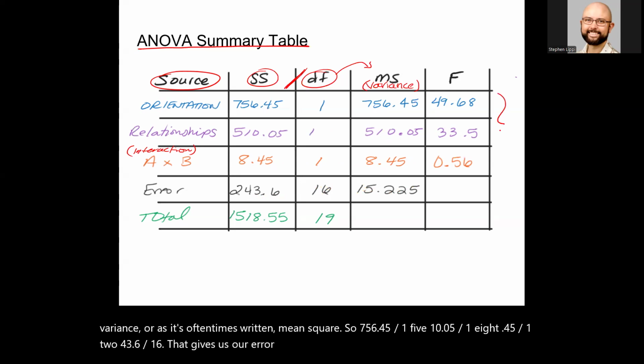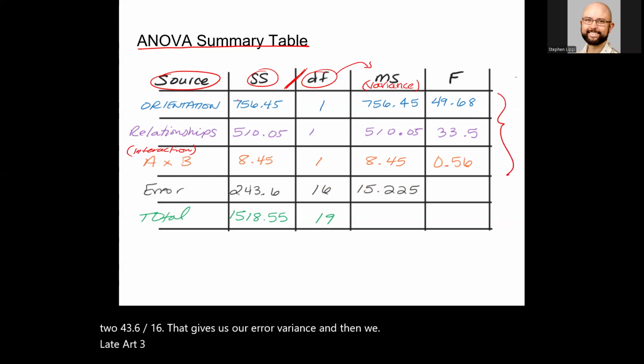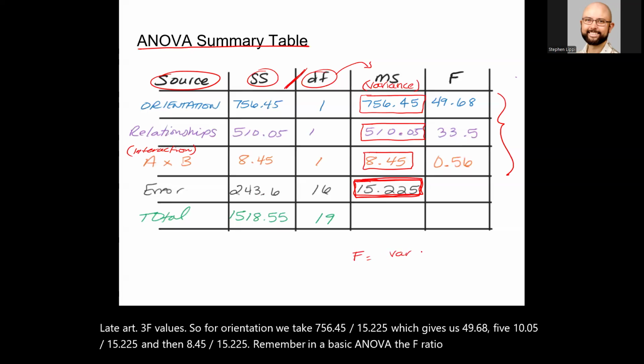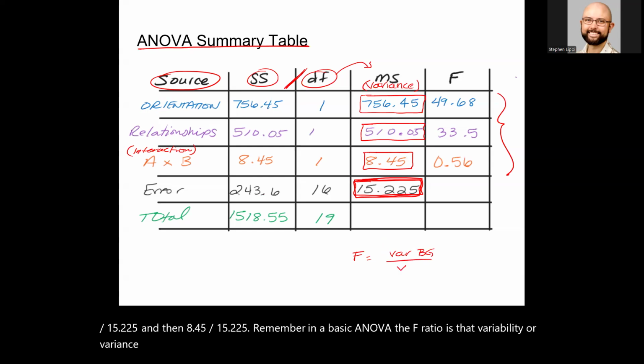And then we calculate our three F values. So for orientation, we take 756.45 divided by 15.225, which gives us 49.68. 510.05 divided by 15.225, and then 8.45 divided by 15.225. Remember, in a basic ANOVA, the F ratio is that variability or variance between groups over the variance within groups or error.